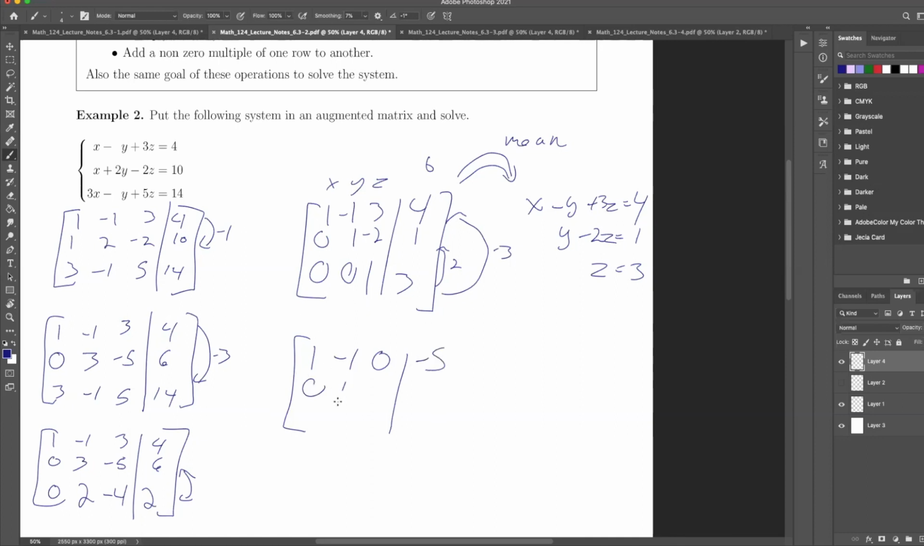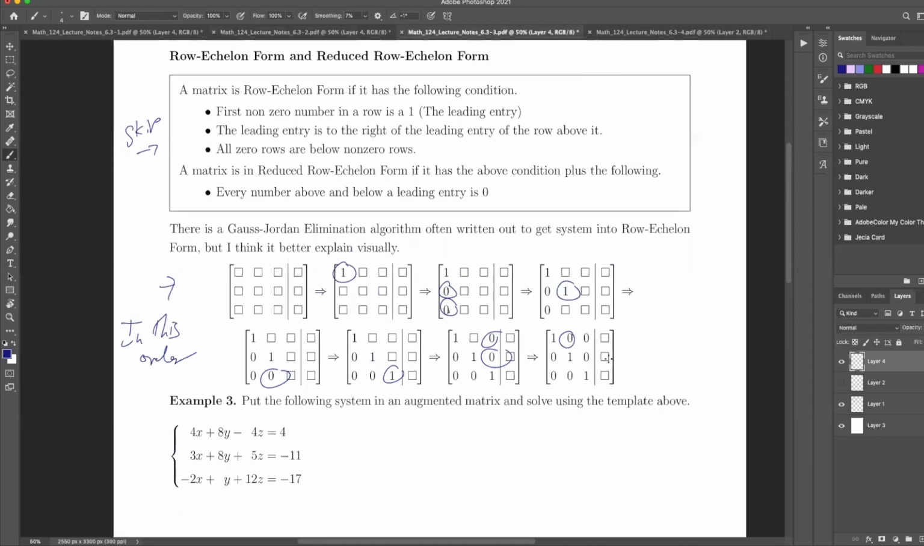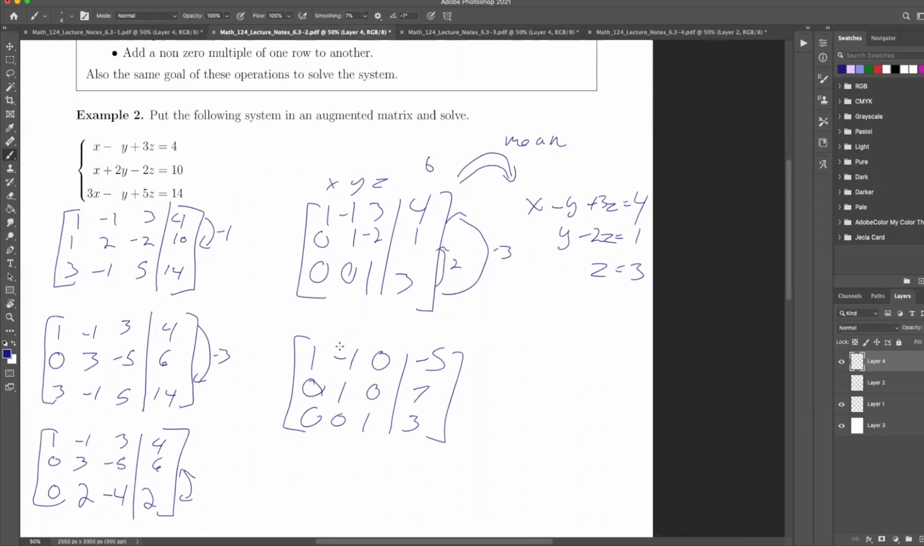Here we'll have 0, 1. We're going to add 2 of this to here. So 2 added to minus 2 is 0 by design. 6 added to 1 gives us 7. And then we have 0, 0, 1, 3. All right, so we've achieved this goal. And then the last goal is to put a 0 here. And that's really simply just by adding this row to this row. And we have 1, 0, 0, minus 5, 0, 1, 0, 7, 0, 0, 1, 3.